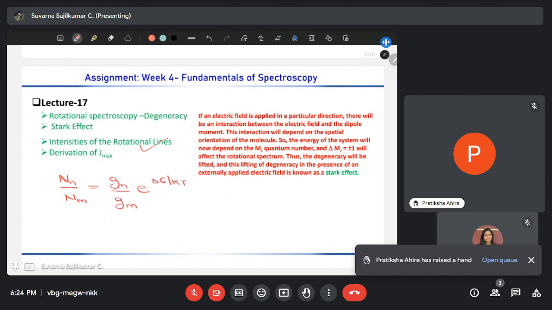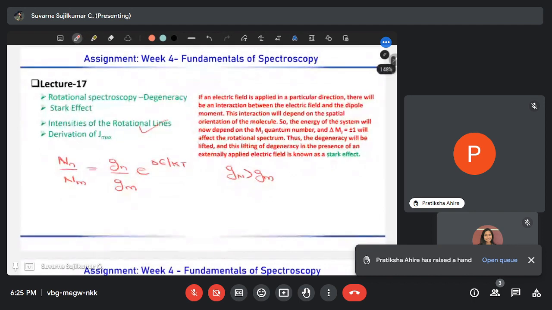Right. This term represents the degeneracy of the n state, and this Gm represents the degeneracy of the m state. Correct, where Gn is greater than Gm. Okay. Consider a system where J is equal to 0 and J is equal to J.